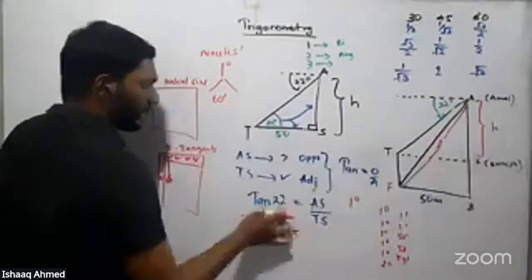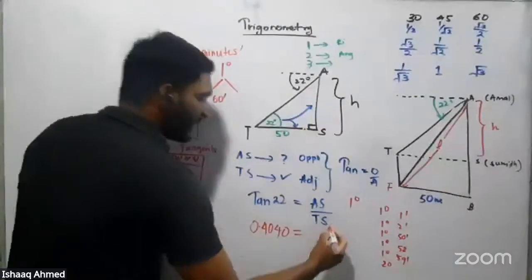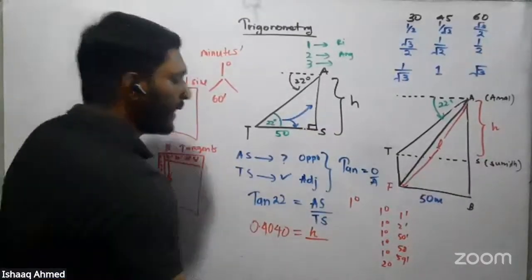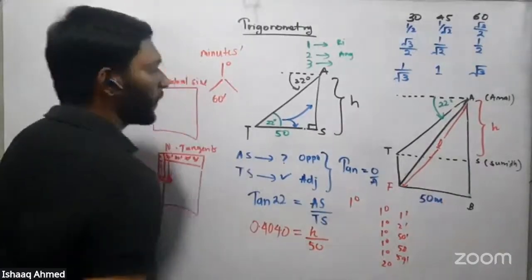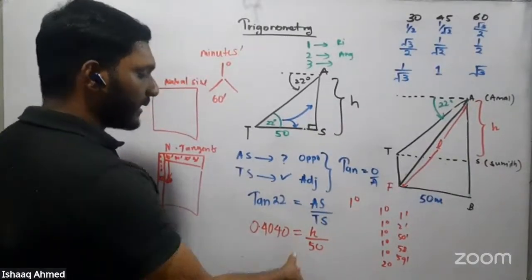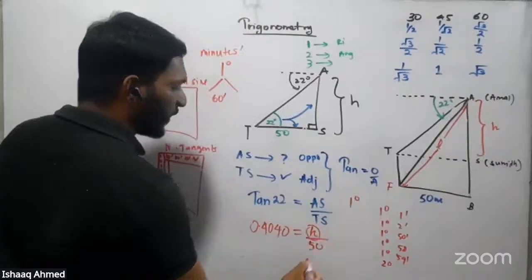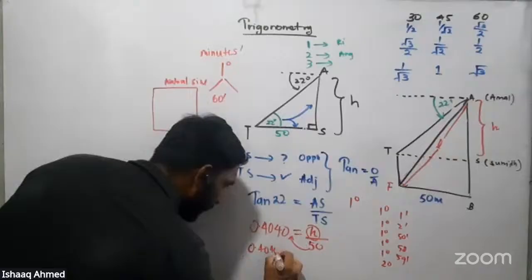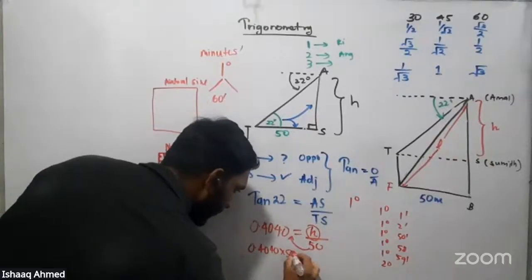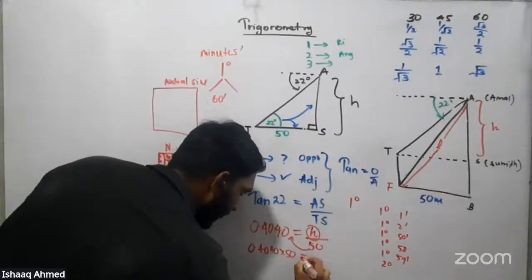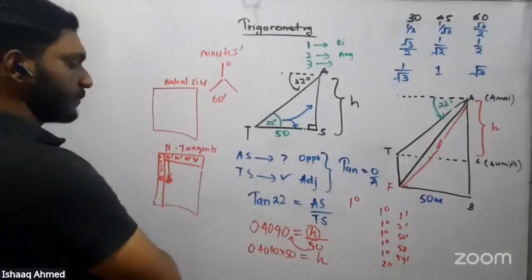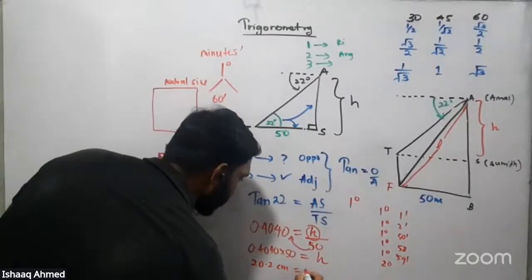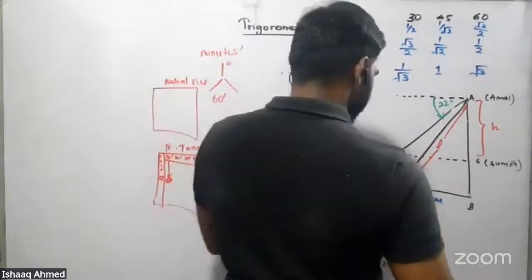So you found that. Then you put AS. AS is what you are trying to find, H. TS is how much? TS is 50, no? Now if you need to find H, what do you need to do? You have to cross multiply. 0.4040 into 50 equals H. Then the answer is what? 20.2 centimeters is the value of this H.